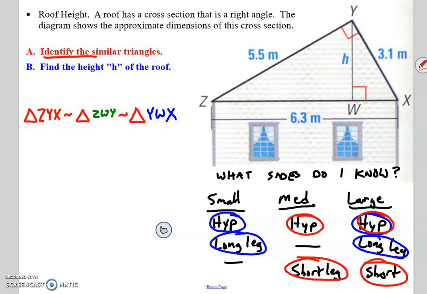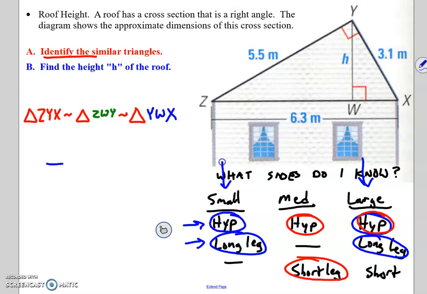Well, I'd have to compare it to the large triangle because it's also got the hypotenuse and short leg. You'll notice I couldn't compare the medium triangle to the small triangle because although it does have a hypotenuse, it doesn't have a short leg, so we'd be missing a value there. There's something that we couldn't fill in that position. Okay, so let's set up our proportion. We'll use what I've got circled in blue up here, so we'll use the small triangle and the large triangle, and within those triangles we'll use the hypotenuse and the long leg.